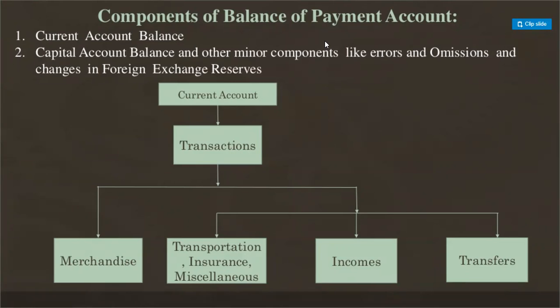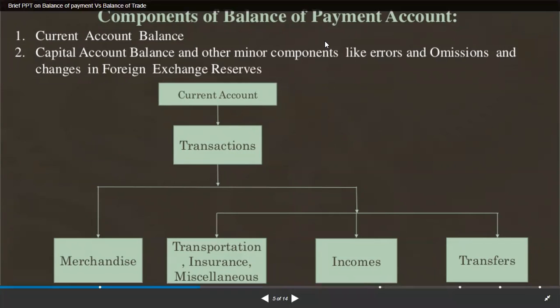Balance of trade is in surplus if the country exports more goods than it imports. It is in deficit when the imports of goods exceed the exports of goods. So this is balance of trade. Now, next we will discuss the current and capital account of balance of payment.